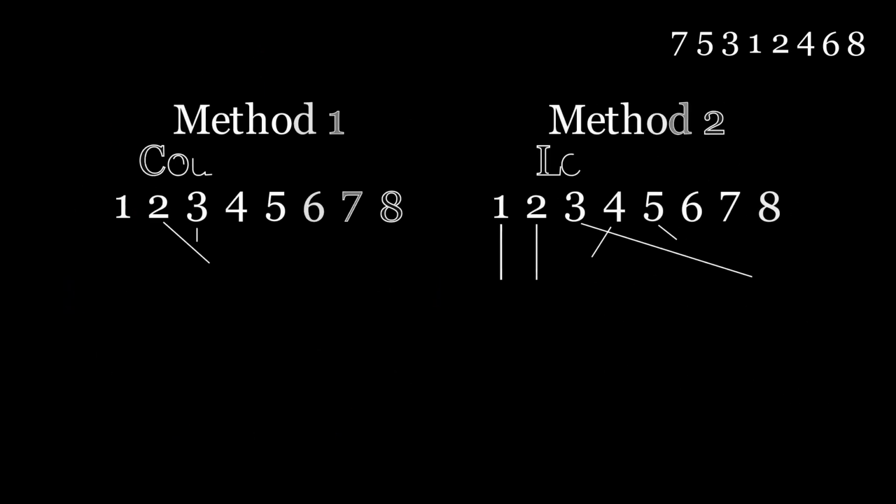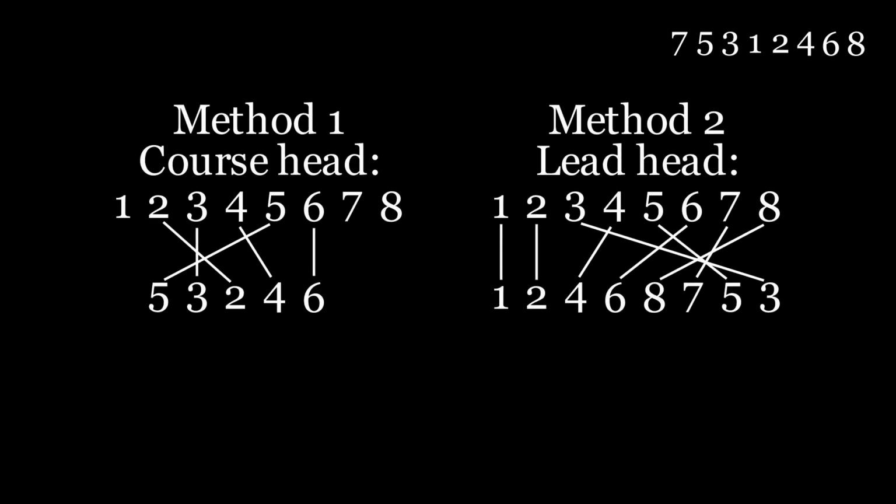Another way of looking at these two methods is that the first method keeps track of the coursing order as a permutation of the current course head, assuming the tenor is unaffected, and the second method keeps track of a permutation of the current lead head.